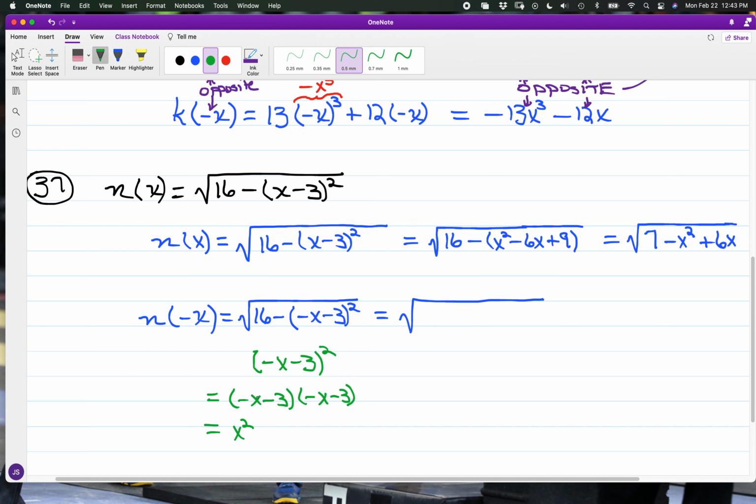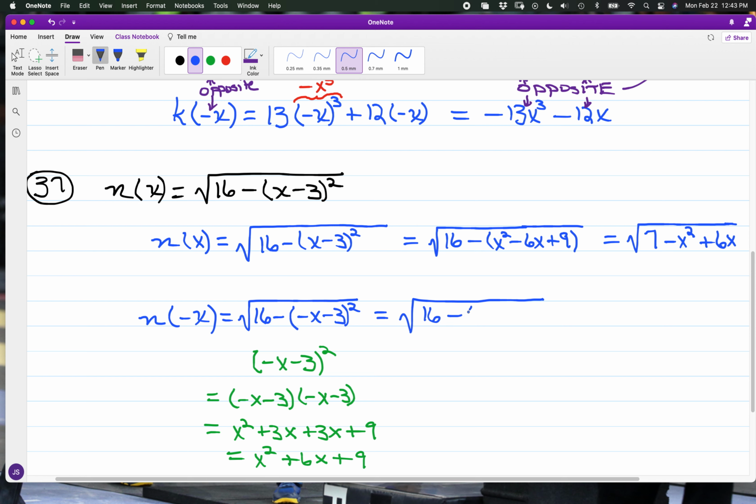And for the outside product, you have negative x times negative 3, so this will be a positive 3x. Negative 3 times negative x becomes another positive 3x. And negative 3 times itself is going to be a positive 9. So I'm going to have x squared plus 6x plus 9.